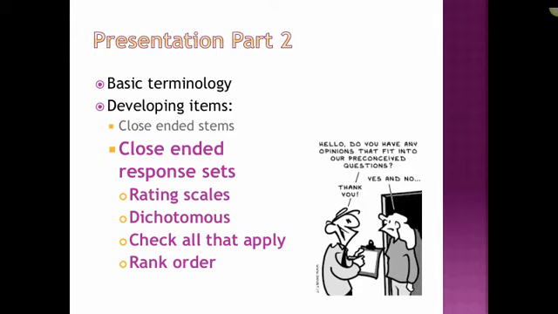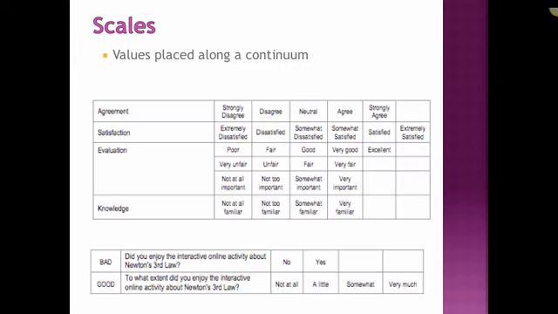So first of all, let's talk about rating scales. The first and often common type of response set that is used in social science research are called scales. Essentially, scales are just values placed along some continuum that match your question. So the easiest way to show this is through examples, right?